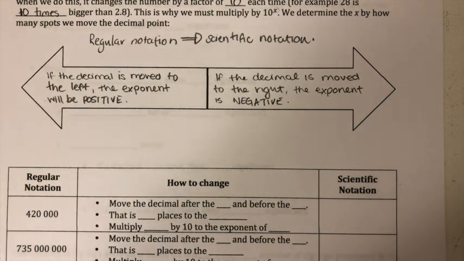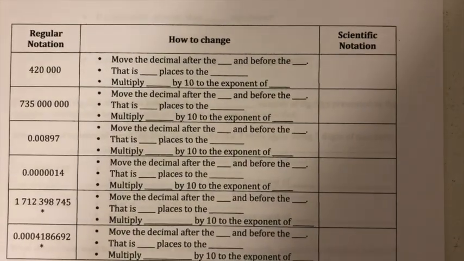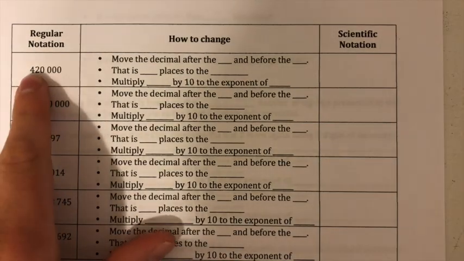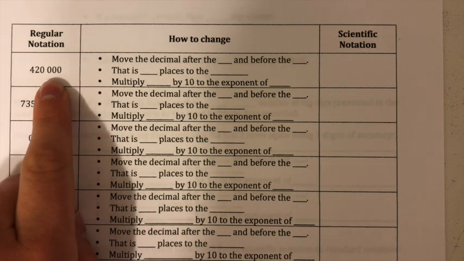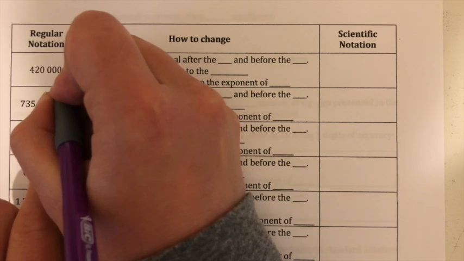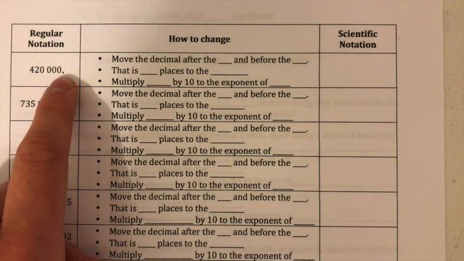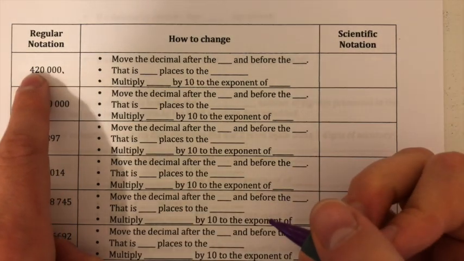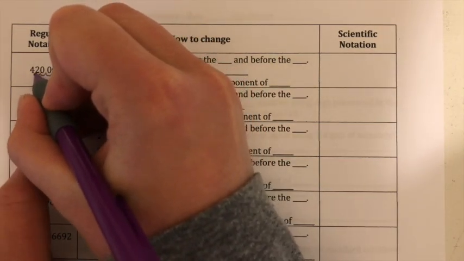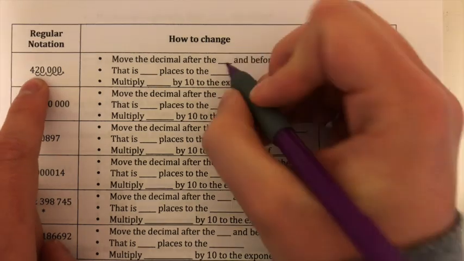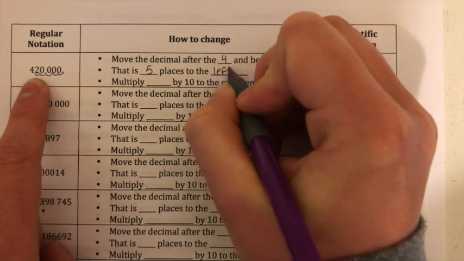If we go from a regular notation of 420,000, this number isn't that big, but we can use it as a good example. The decimal is right here, 420,000, and then the decimal would follow. If we need to move that decimal so that this number is between 1 and 10, we need to move it 1, 2, 3, 4, 5 spots to the left, in between the 4 and the 2. So that is 5 places to the left.